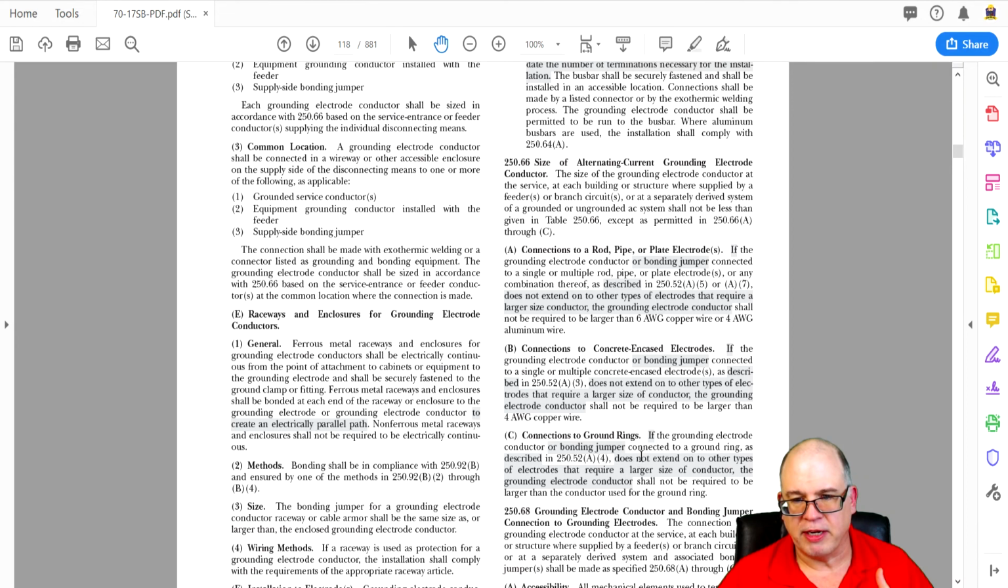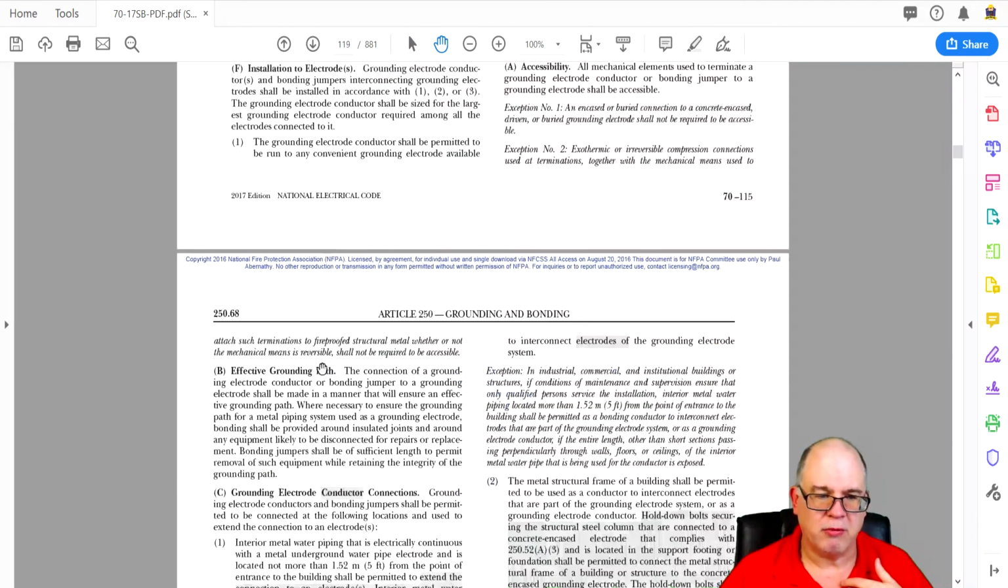If you've got ground rings, concrete encased electrodes, or rod, pipe, or plate, then you have these exceptions, if you will, that are in lieu of the general rule. You can apply these, and they tell you that the conductor doesn't have to be any larger than what they give you here. In our case, a metal water pipe ground is not covered here, so you have to go to the table as it references in the general rule of 250.66. So right here, it tells me to go to the table. So I'm going to go to the table.